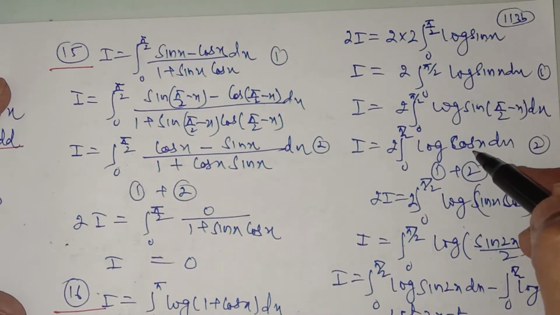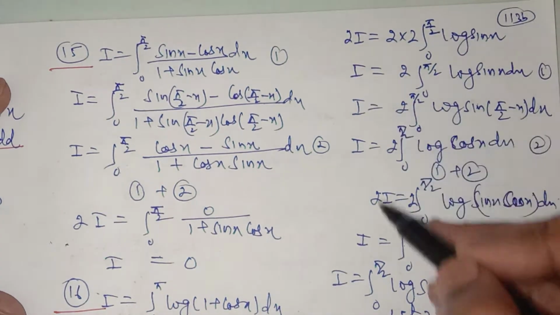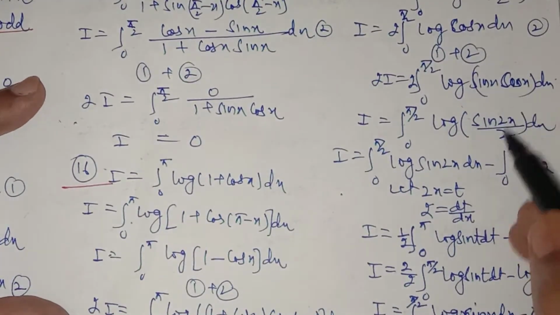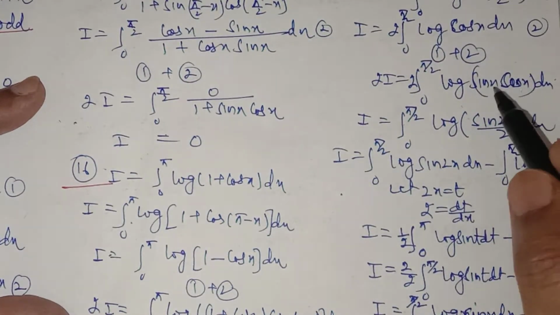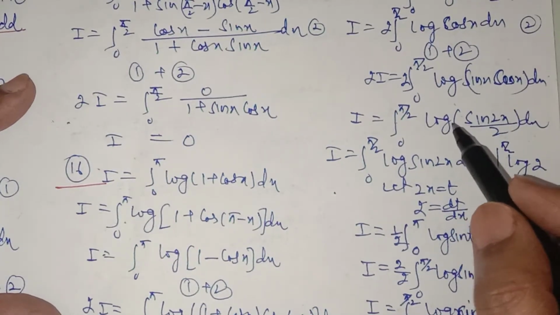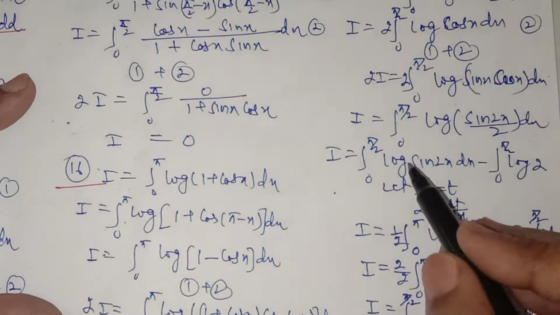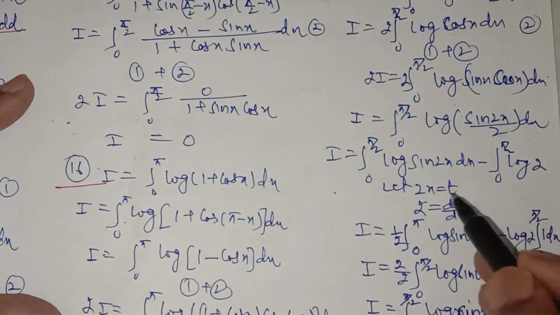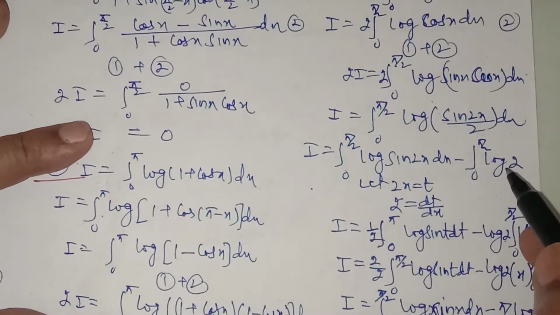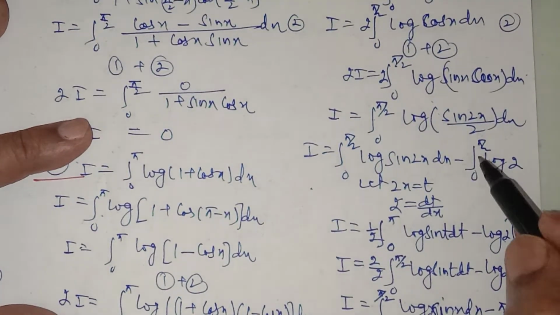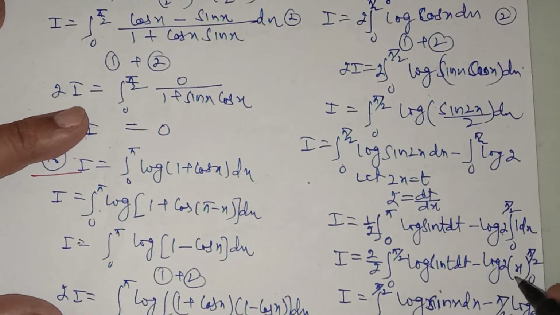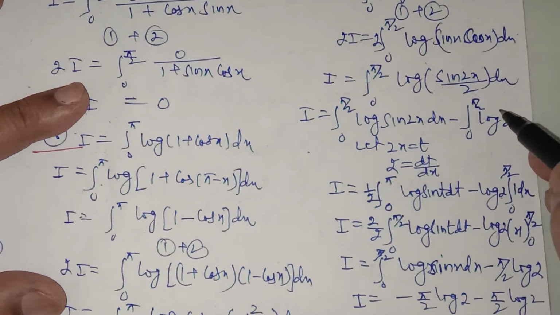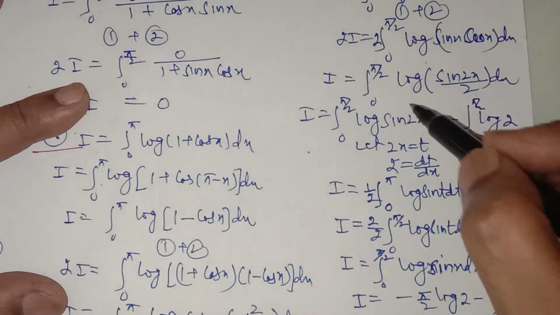On addition, in the log it will get multiplied. So I plus I is 2I, so log of sine into cos. Multiply and divide by 2 here, so it will be sine 2x upon 2, and break into 2 integrals: log sine 2x minus log 2. This 2 is already cancelled out here. Now this integral you can do easily. You can take log 2 outside this integral. You have to integrate only 1. The integration of 1 is x, so upper limit minus lower limit, that is pi by 2 minus 0, giving minus pi by 2 log 2. So this part of the integral you can do first, and then you proceed to this.